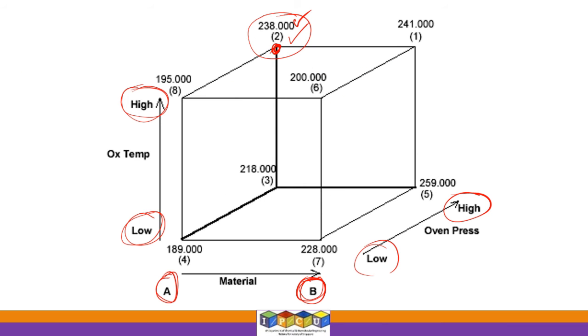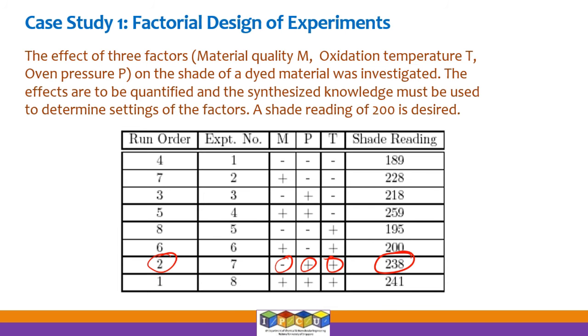All right, and so what we are now interested in is to find out the effects of M, P, and T. What is the effect of material? What is the effect of pressure? What is the effect of temperature on shade readings? We are also interested in the effects of interactions: material times pressure, material times temperature, and pressure times temperature. These are the 2-factor interactions. You want to see if they have an effect on the shade reading. And finally, we would like to know the effect of the 3-factor interaction, M times P times T. Does it have an effect on the shade reading? That is where we are trying to proceed.